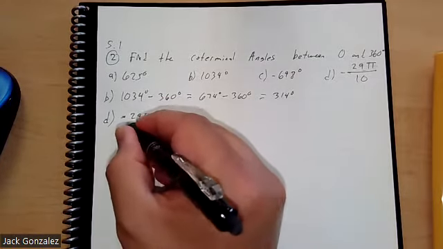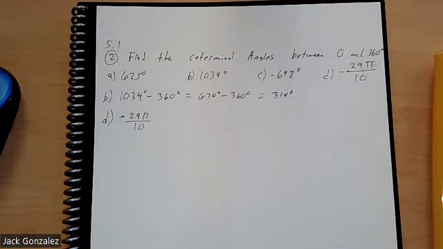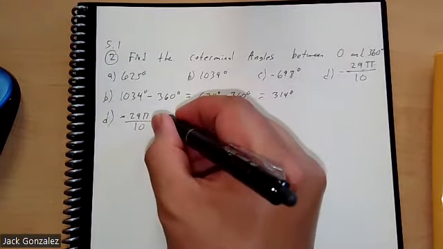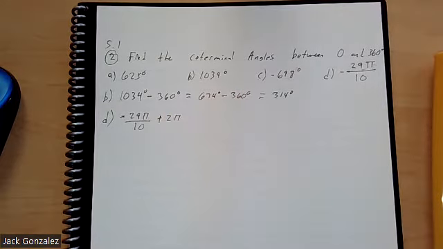29 pi over 10. So you can either change to degrees and then work on it, or just add 2 pi. That's the same as 360. Since this is negative, you've got to get out of the negatives, so add 2 pi, right? If you were to convert it, you would add 360. It's the same thing.